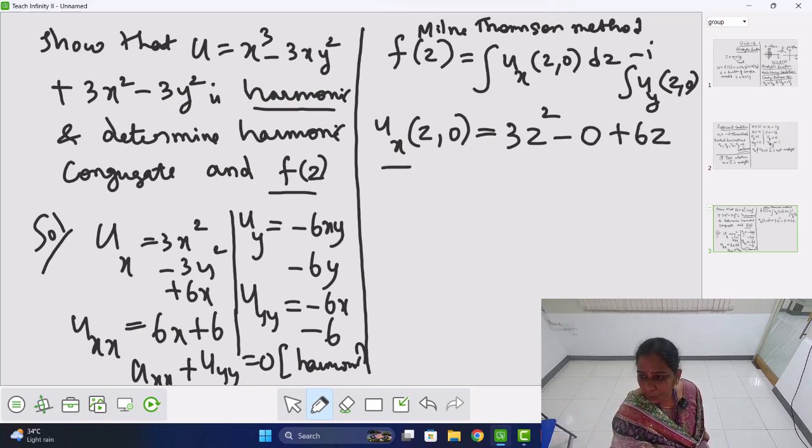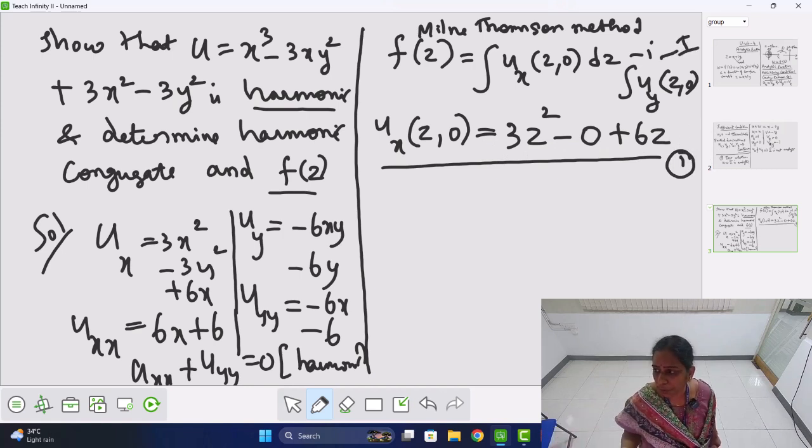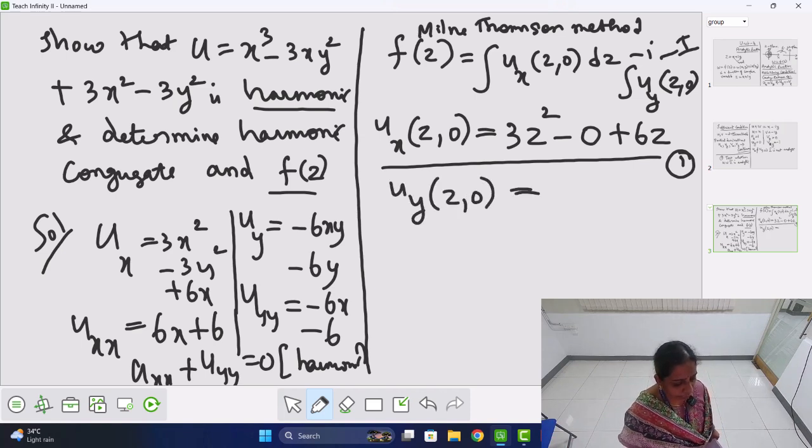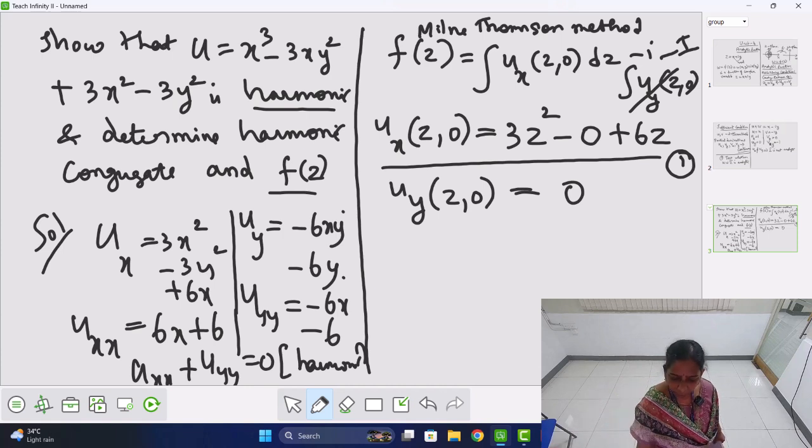Now substitute in equation 1. So what about uy? uy of z comma 0. Where is uy here? I have to substitute x equal to z, and the value of y is 0. Here also y is available, here also y is available, so totally I'll get 0. So I can cancel the second integration and focus on the first integration alone.